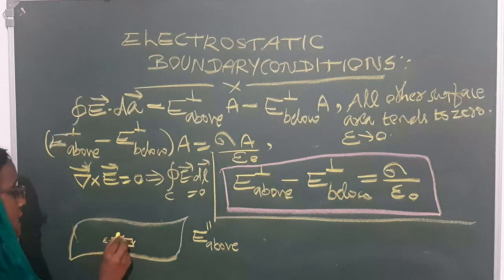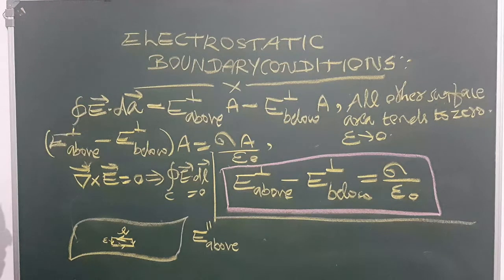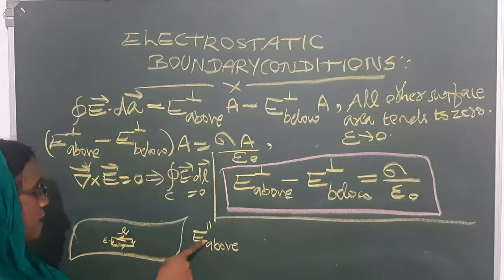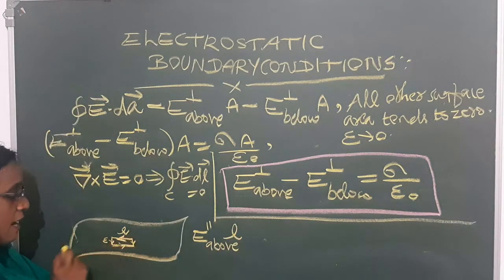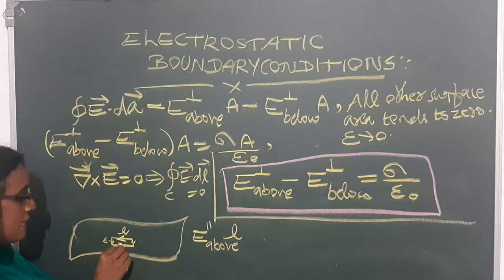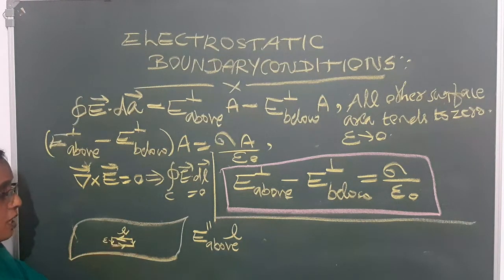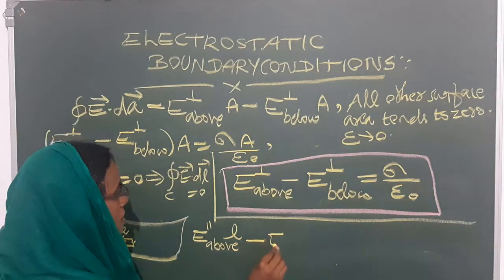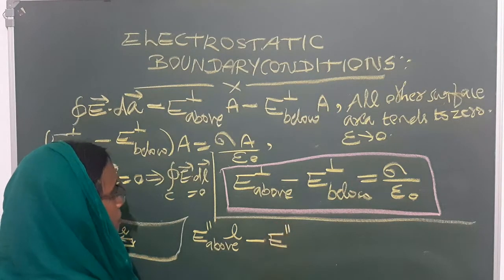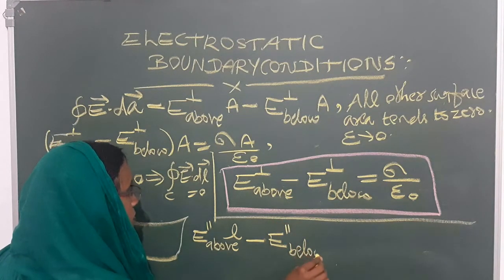Let this loop have length L, and this side have length epsilon. This epsilon is very small because we already discussed that this surface is a thin surface. So this gives E parallel above L. Now on this side, dl is opposite to the direction of the parallel component, so here again a minus sign: minus E parallel below L.